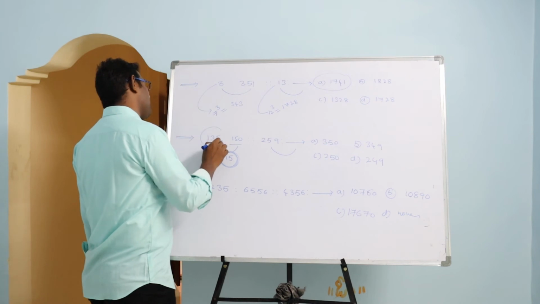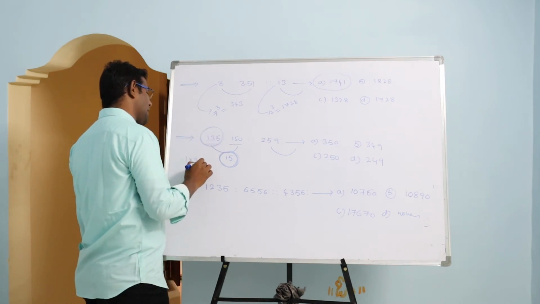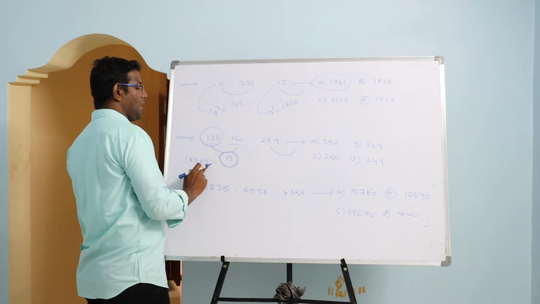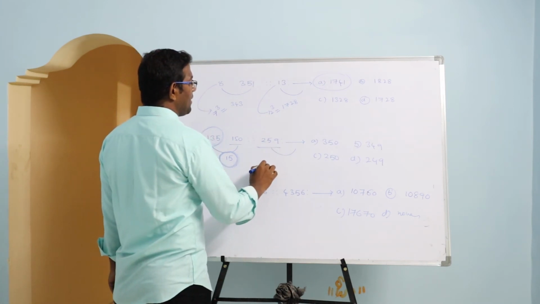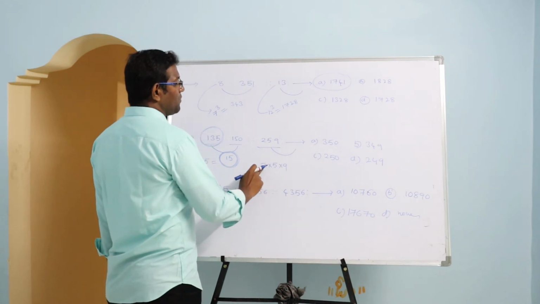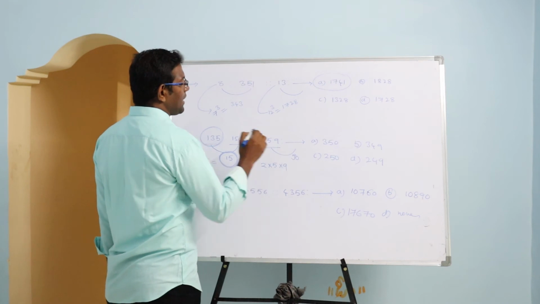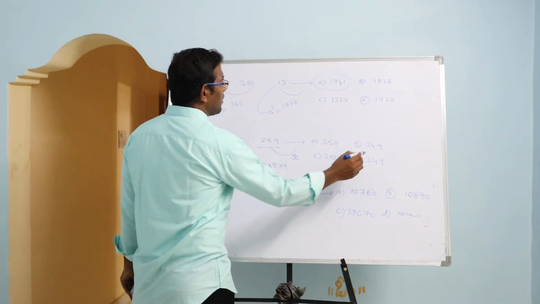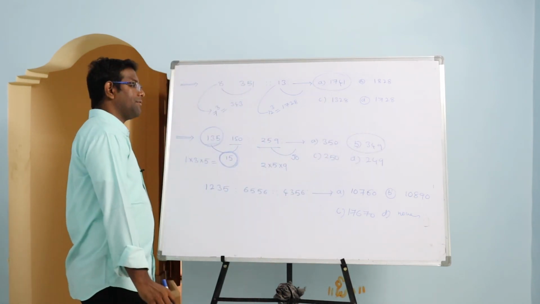Because the number 135 is split as 1 into 3 into 5. 1 3s are 3, 3 5s are 15. In the same way 259, 2 into 5 into 9. 2 5s are 10, 10 9s are 90. You increase by 90. 259 plus 90, your answer goes to 349.